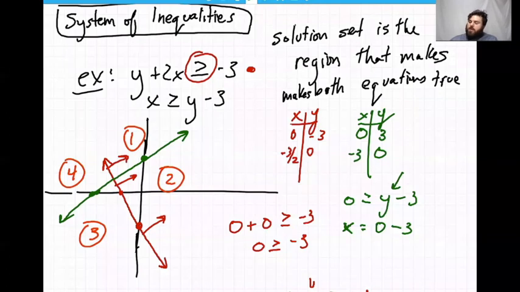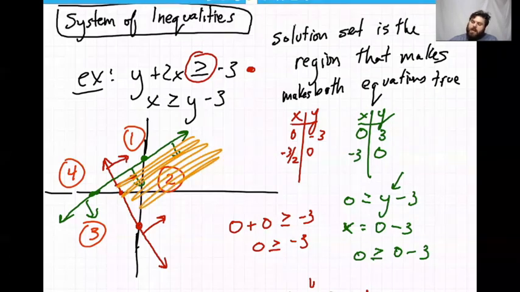Then I try 0, 0 in the next equation. So 0 is greater than or equal to 0 minus 3. That's also true, which tells me I should shade towards 0, 0 on this line. So which of these 4 regions has both of the sets of arrows pointing into it? Yeah, it's number 2. So that means this is my shaded region.